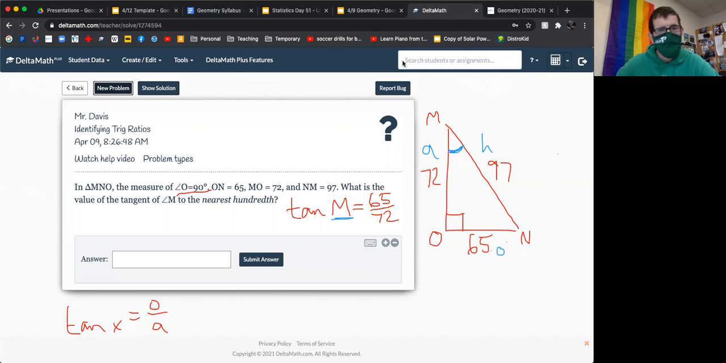Now, there are going to be two types of problems that we have here. In the question prompt, it's either going to say find the value of the tangent to the nearest hundredth, like it says here, or it's going to say what is the ratio of the sine of angle R. If it asks for the ratio, you would want to leave it in the simplest fraction possible. This is asking for the decimal. That makes it really nice and easy. You can just go ahead and do on your calculator 65 divided by 72.